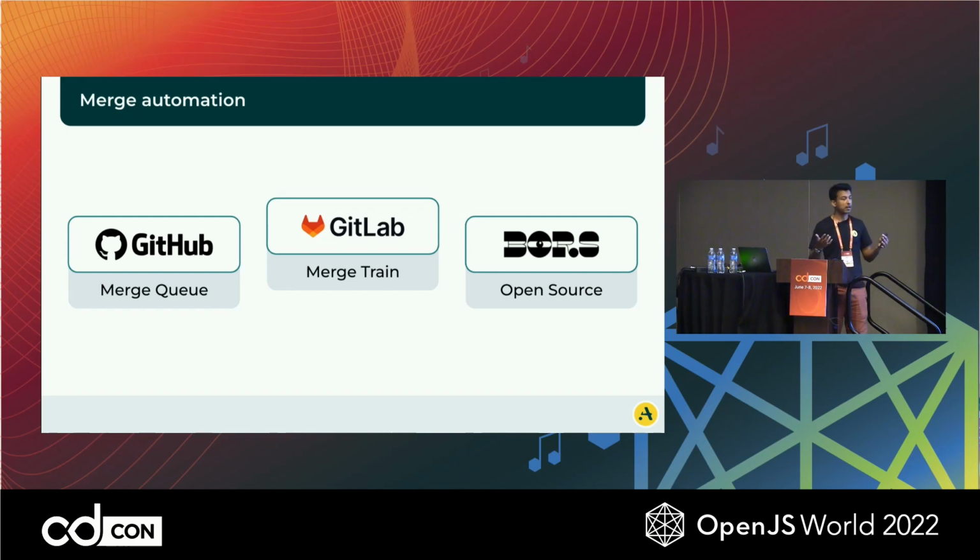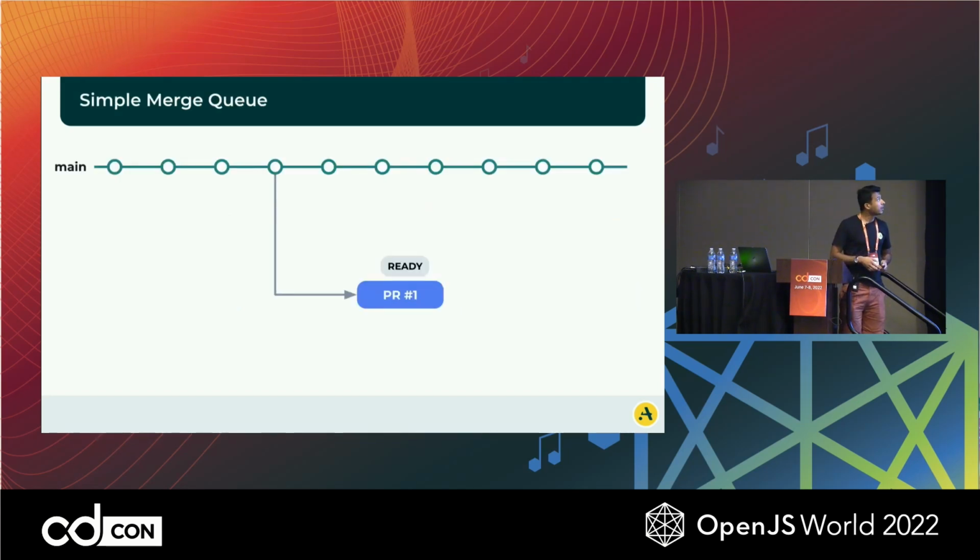For simplicity, for the rest of our conversation, we will consider all of these merge automations the same way as merge queues. So we'll talk about different merging capabilities at scale. Let's first talk about a very simple version of a merge queue.